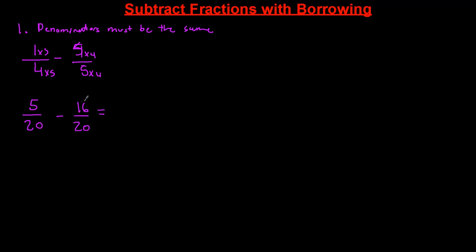So 5 minus 16, let me just write that over here. 5 minus 16 is basically saying 5 plus negative 16. Okay, so we're going to have negative 11 here, and then our denominator is going to be equal to 20. So this would be our final answer. Now, let's take a look at another one.